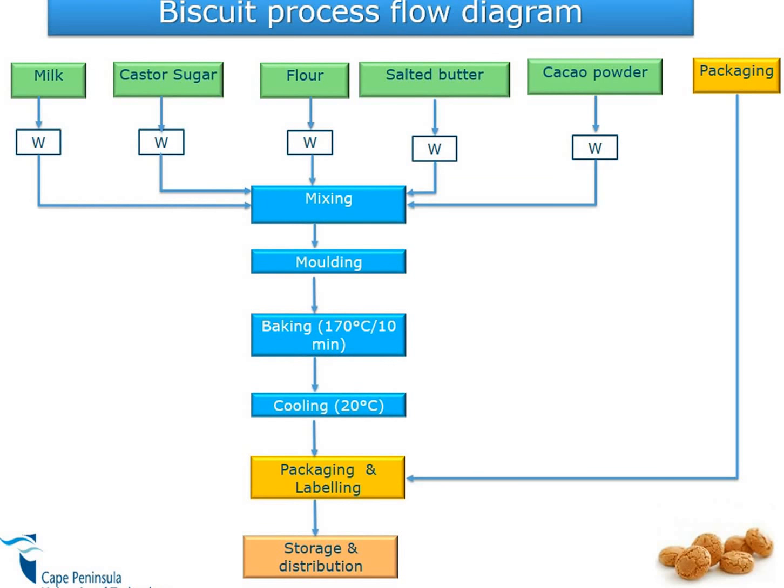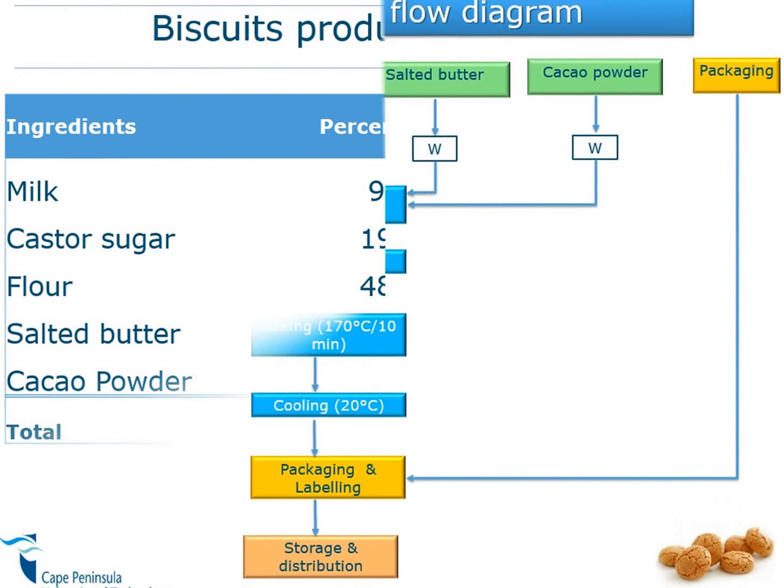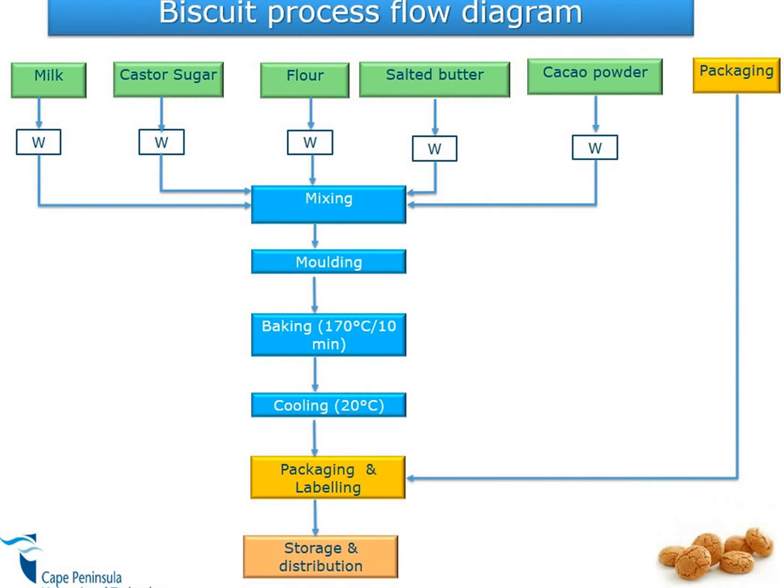The first step that you need to do is to weigh in your ingredients. So the W stands for weighing, which you will weigh the amount that you have calculated from the previous example that I've shown. So that means you need milk 24.73 kilograms, and then you weigh in all your ingredients. So this is your first step. Note, packaging does not have a weighing, so you don't weigh packaging, right? Because you're going to package the material there.